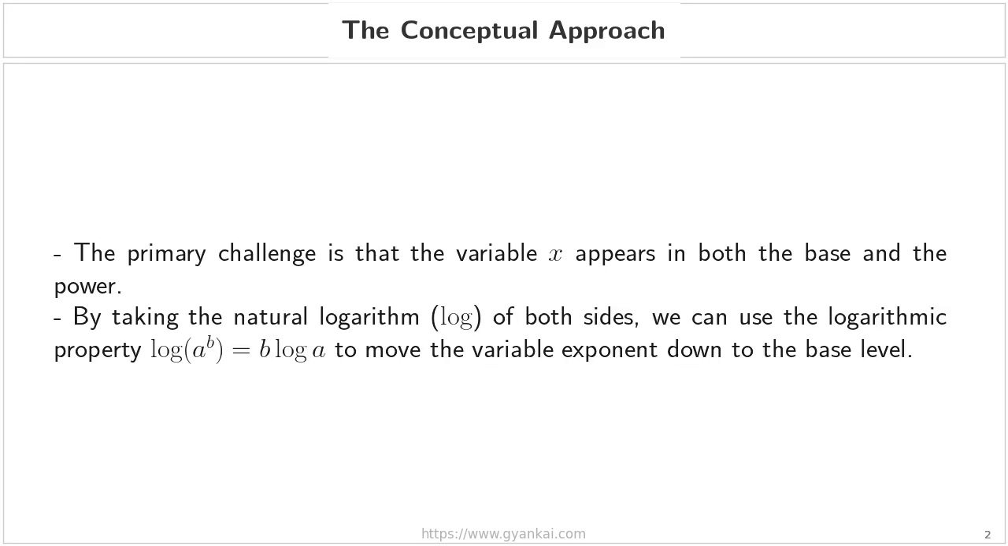To resolve this, we use a technique involving the natural logarithm. By taking the natural logarithm of both sides of the equation, we can utilize a very helpful logarithmic property. This property tells us that the log of a base a raised to the power b is equal to b times the log of a. In simpler terms, this allows us to move the variable exponent down from its position and place it on the base level as a multiplier.